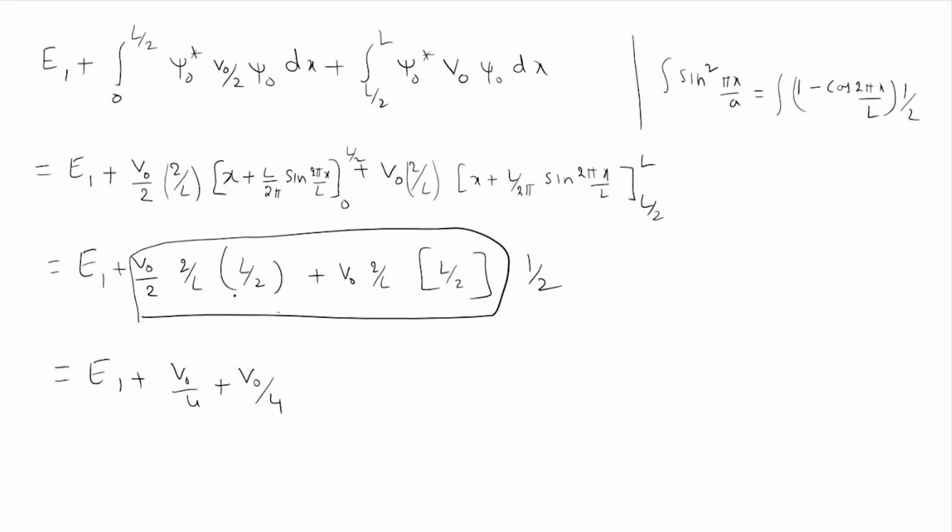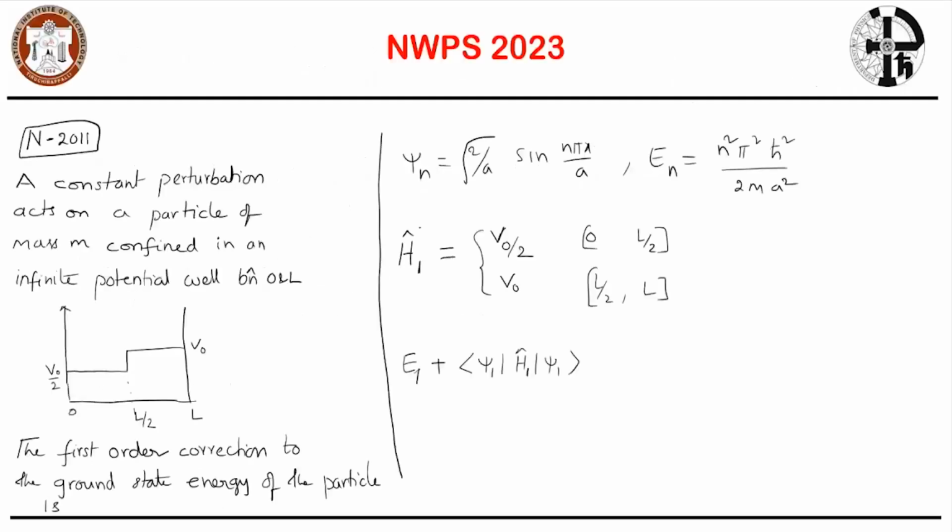2 goes away, L goes away, V0 over 2. This is V0 over 4. Here, right, this is V0 over 2. This is 2. Then E1 plus this is 3V0 over 4. This is correct. Now it's correct. So this is the simplest thing you can get, but people won't leave you at that. You can also make it complicated.